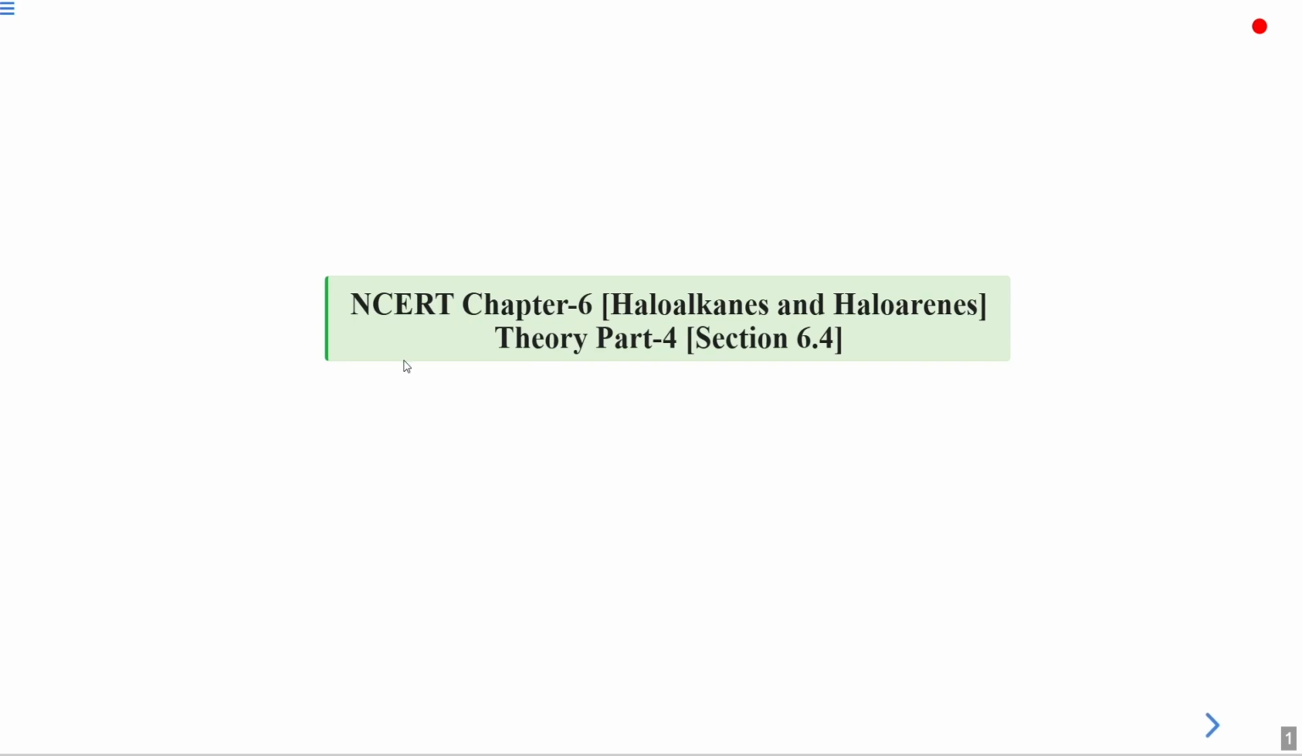As you all know, today we are going to see the theory part 4 of our chapter Haloalkanes and Haloarenes. So let's begin today's topic, that is NCERT chapter 6 Haloalkanes and Haloarenes theory part 4, and today we are going to cover the section 6.4 and the subsections under it like 6.4.1, 6.4.2 and 6.4.3.